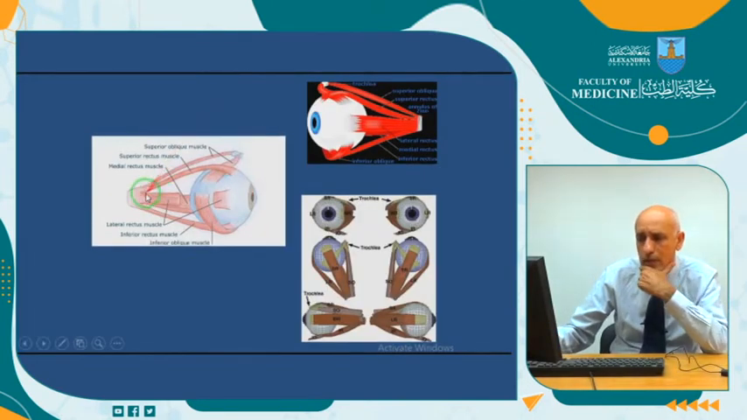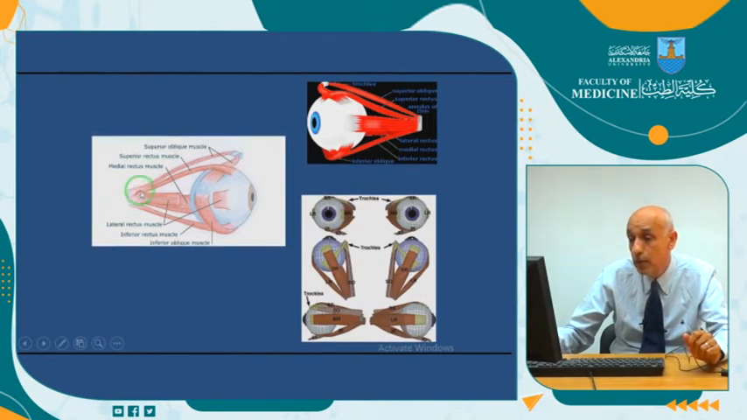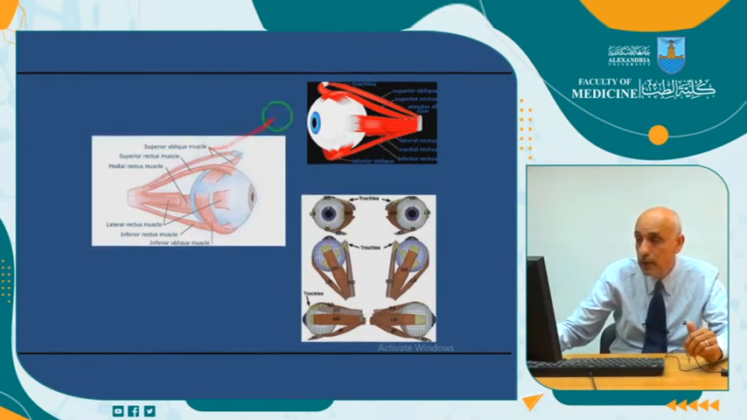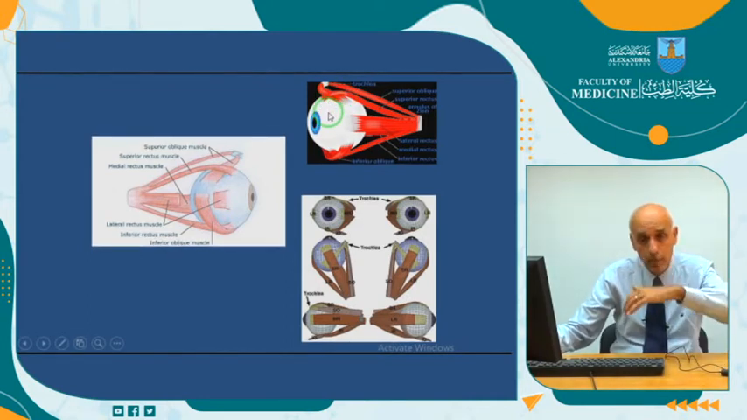So this is the annulus of Zinn, where the muscles originate. And we have here the superior oblique muscle, the inferior oblique, the inferior rectus, superior rectus, the medial rectus, the lateral rectus from the other side, and here comes the superior oblique and the inferior oblique. We'll show it in another slide. The superior oblique muscle has what we call the trochlea, which guides the muscle or diverts the insertion of the muscle sideways to be inserted underneath the superior rectus. And this is very important for the rotational movement of the eye.